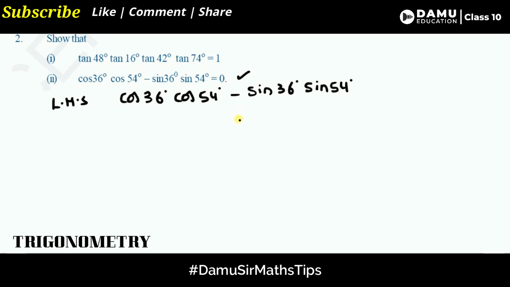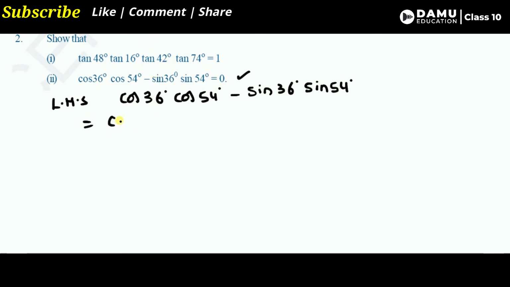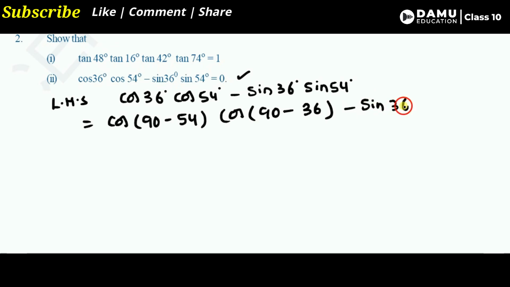What you can say here is, let's find cos 36 and cos 54. Let's take this part. So this one we are going to take as cos of 90 minus 54 into cos of 90 minus 36. Can you write like this or not? For 36 is 54. Then minus sin 36 degrees sin 54 degrees.